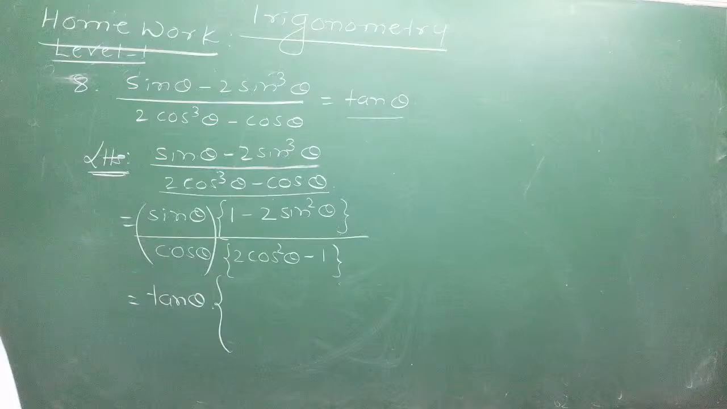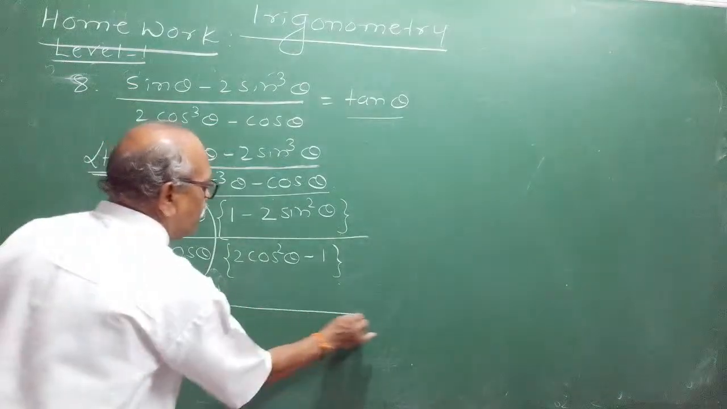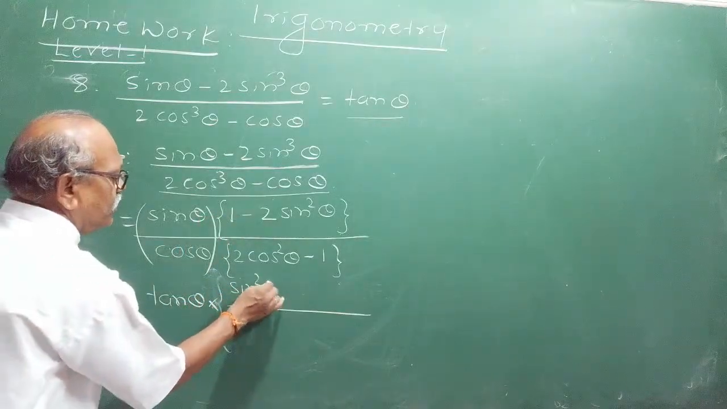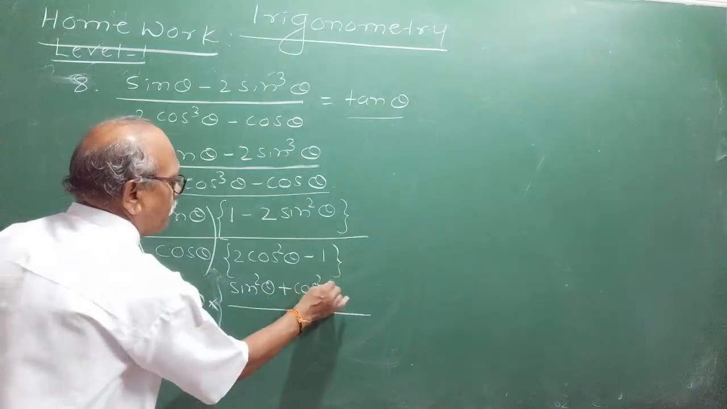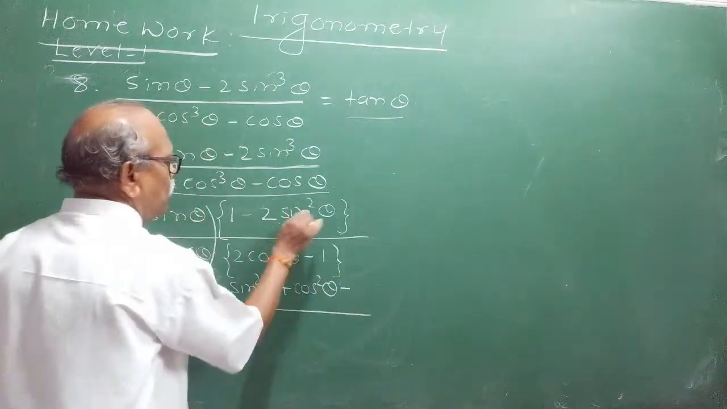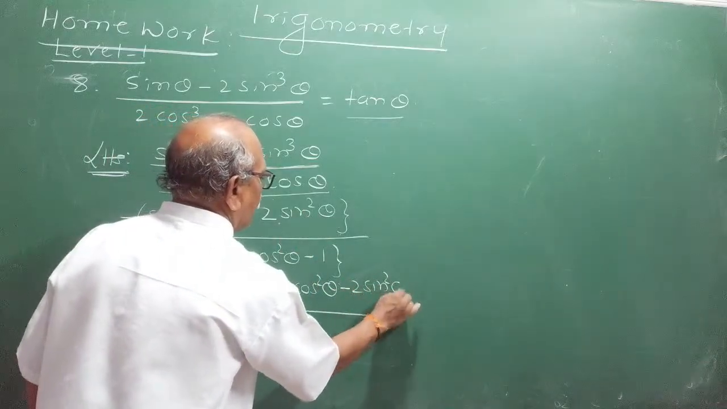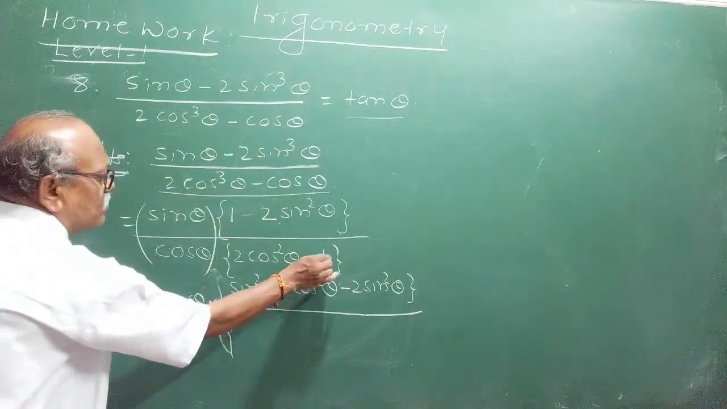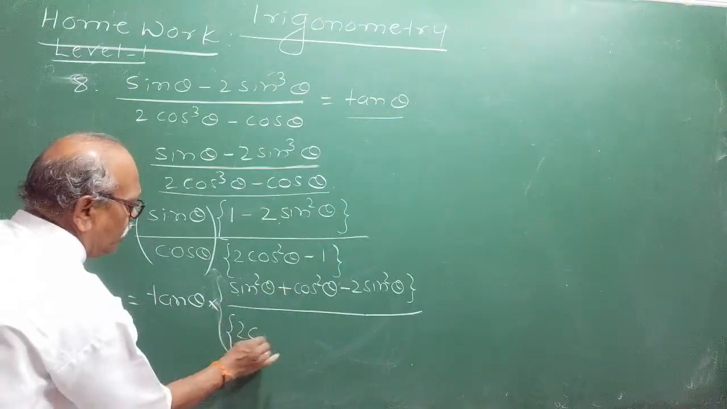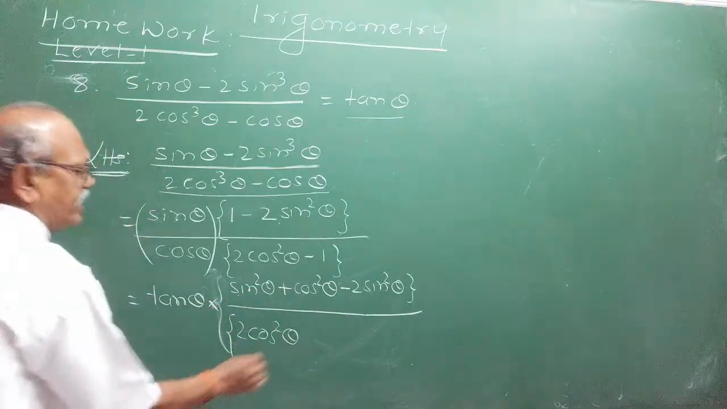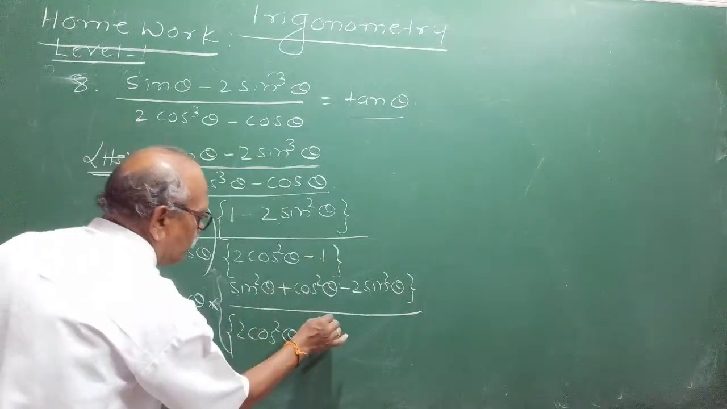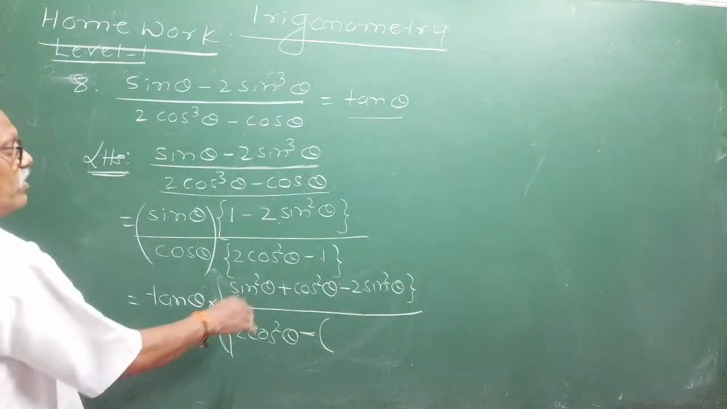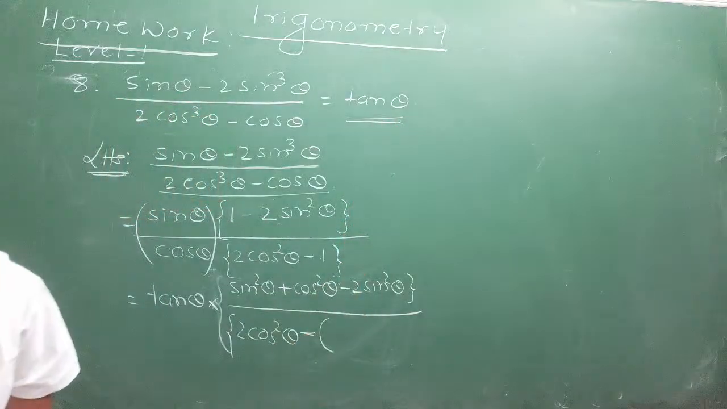Means these two must get cancelled. I will write the numerator. Can you write 1 as sin square theta plus cos square theta? Sin square theta plus cos square theta minus 2 sin square theta. In the denominator also do the same thing. Wherever there is 1, you put sin square theta plus cos square theta, and the problem will be solved. That is the trick. Whenever you write a minus sign, learn to use the bracket, otherwise you will get a wrong answer. How many of you got tan theta as the correct answer? Show thumbs up.